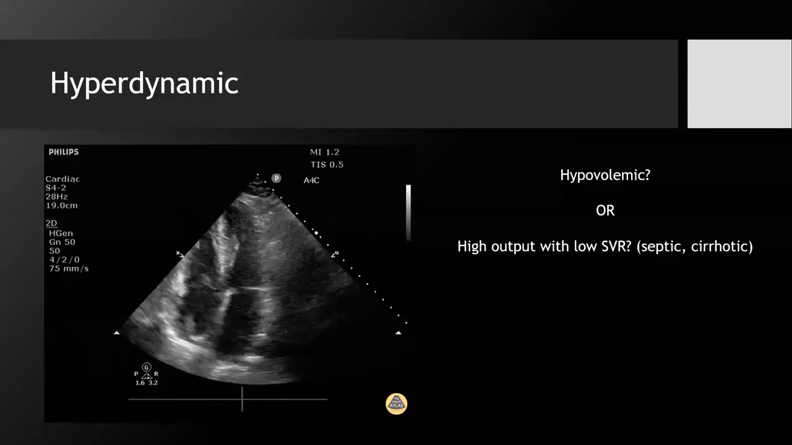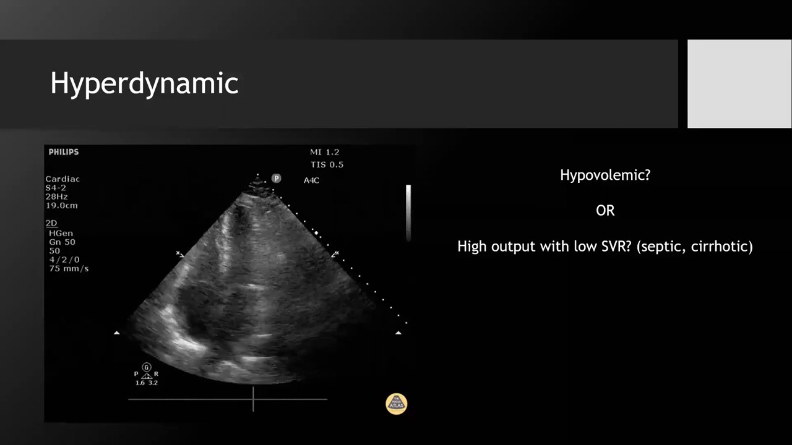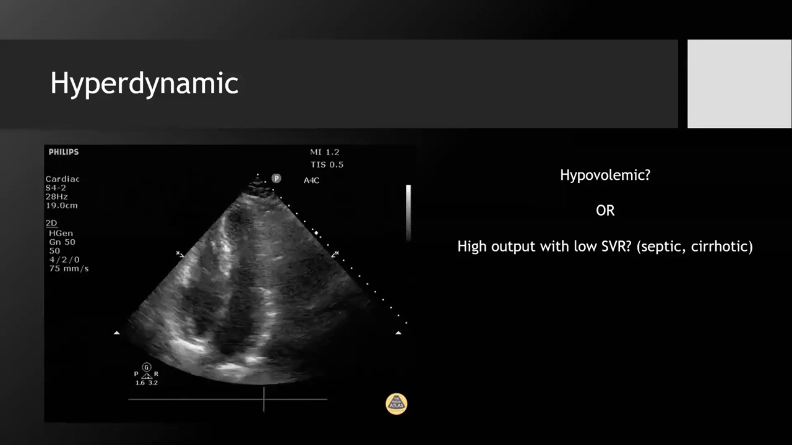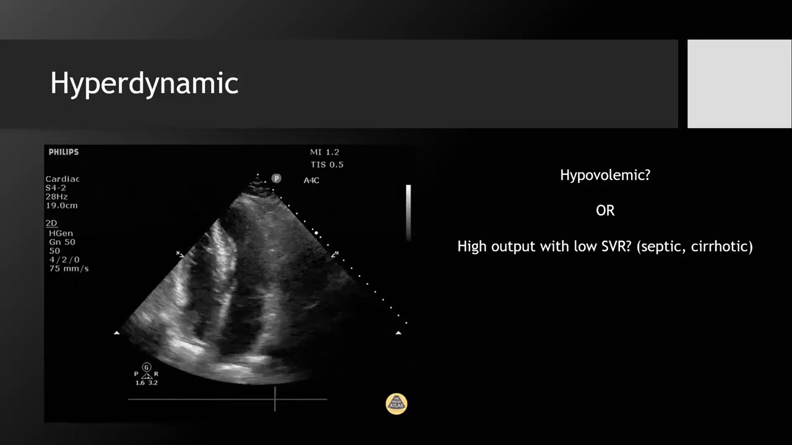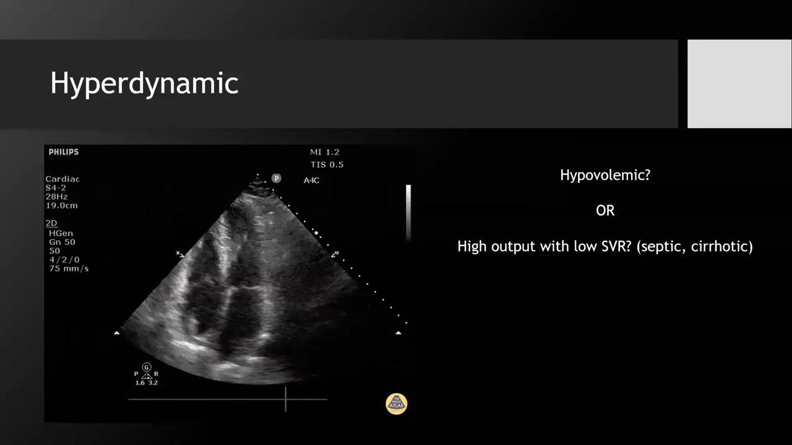So this is another situation where just looking at your gross assessment of LV function would not help you, or at least would still leave you with some diagnostic questions. But if you did a cardiac output and saw that it was very low, probably hypovolemic. If you did a cardiac output and it was very high, probably not hypovolemic.